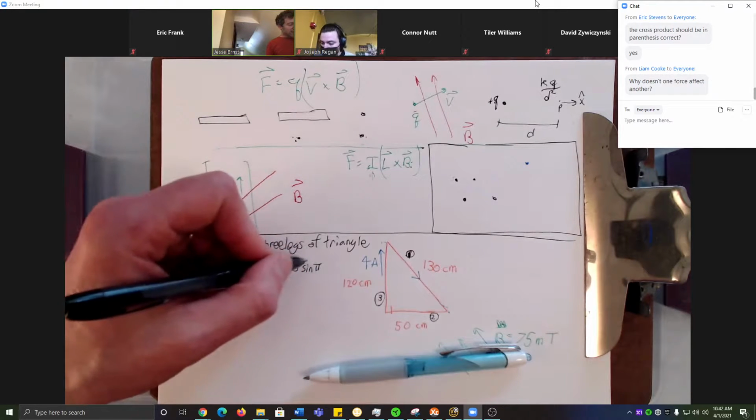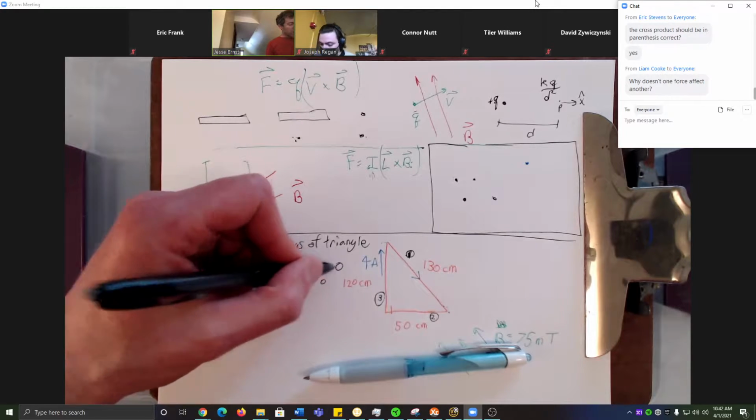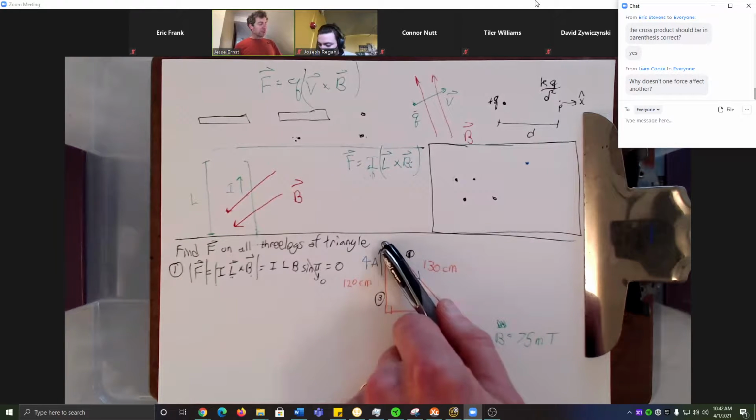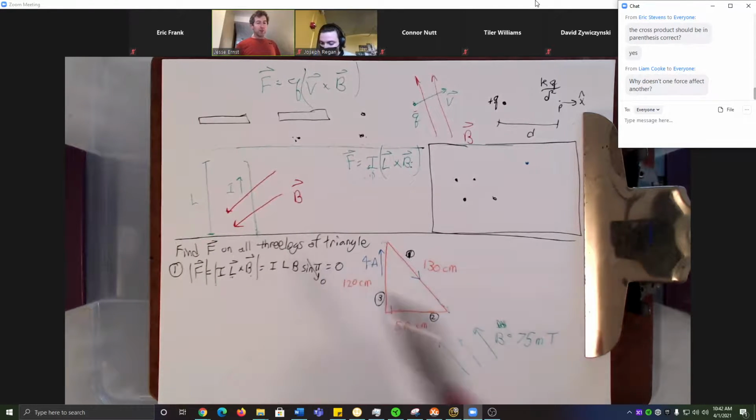So this thing, sine of pi is 0, and so the whole force on it is 0. All right? Because the current and the B field are in opposite directions, it's 0. All right?